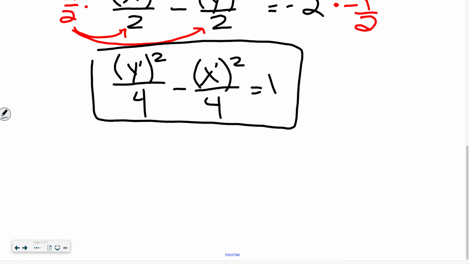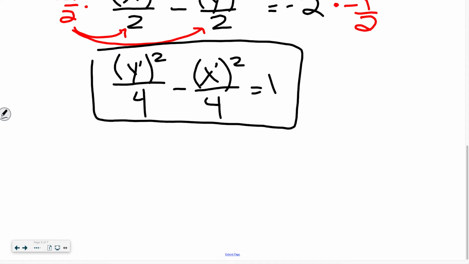Nice thing for you, it's always going to be at the origin. Does it have to be? No, but that will involve more work. Okay, you have to complete the square again. But yours are going to be centered at the origin. Your a squared is 4, your b squared is 4, so both a and b are 2.